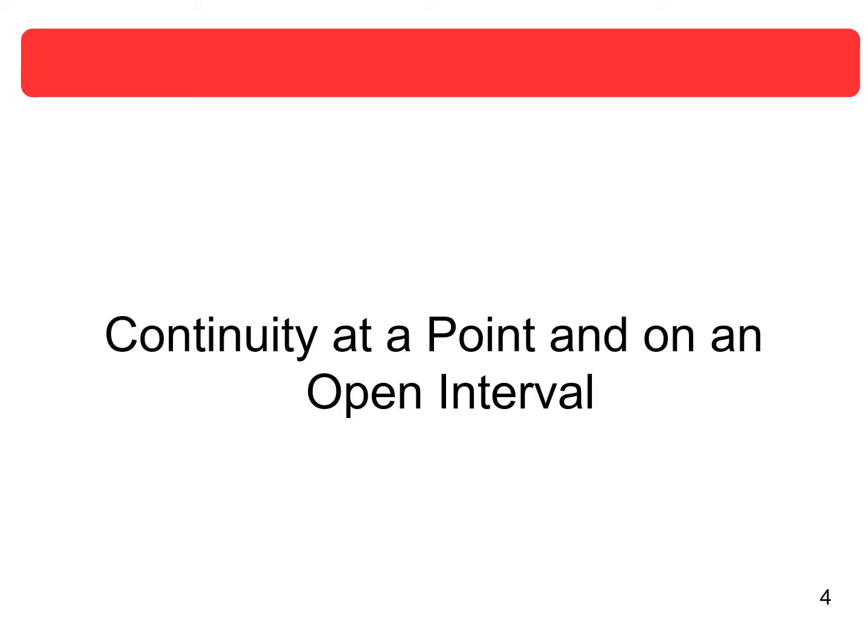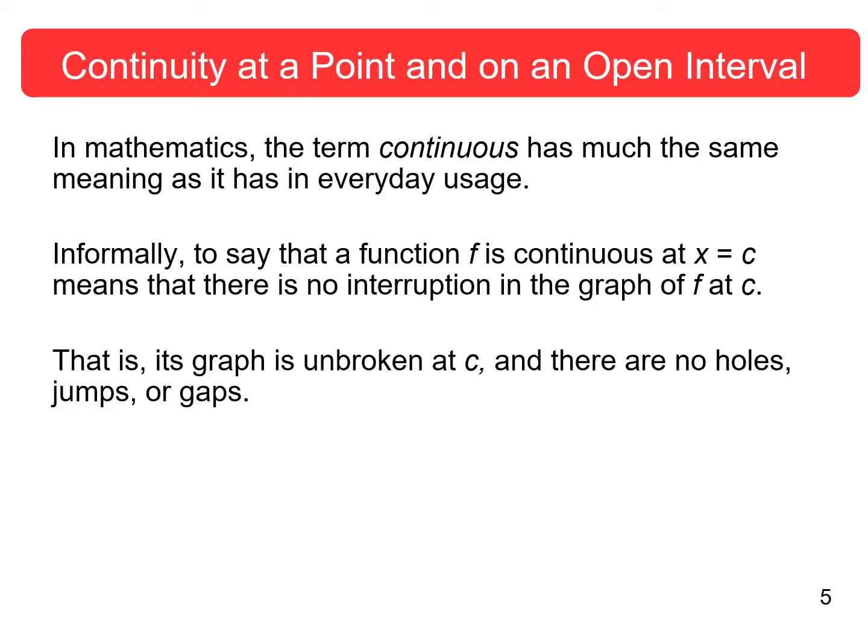Let's begin by discussing continuity at a point on an open interval. In mathematics, the term continuous has much the same meaning as it has in everyday usage. Informally, to say that a function f is continuous at a point c means there is no interruption in the graph of f at c. That is, the graph is unbroken at c and there are no holes, jumps, or gaps.